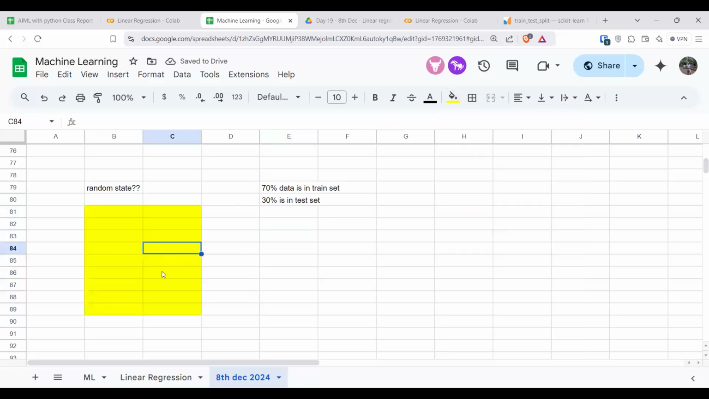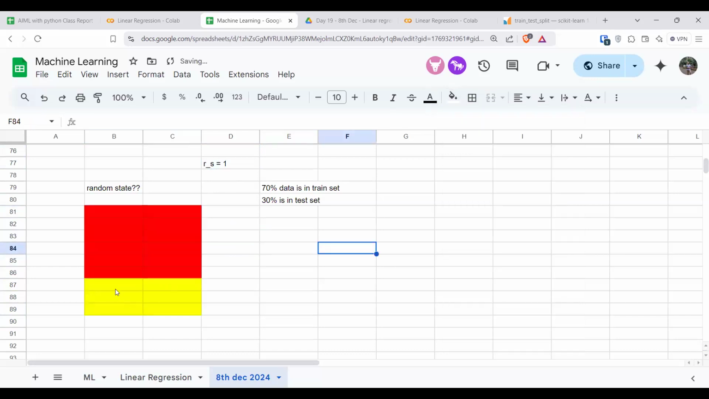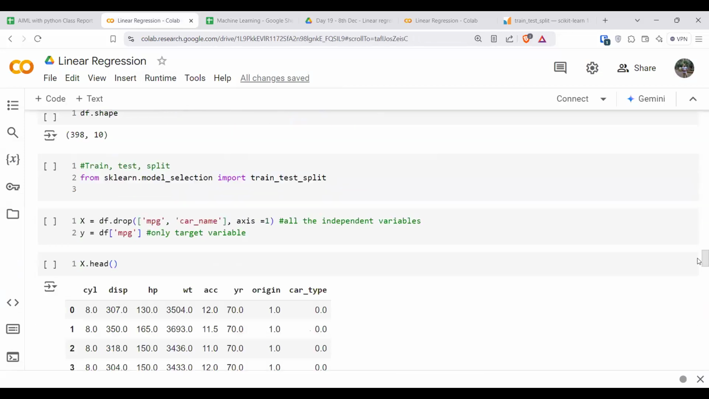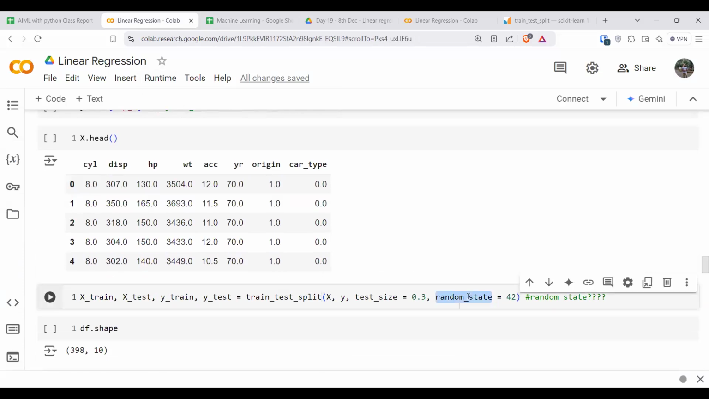Suppose these are 200 data points. Out of these 200, let's say you write random state equal to 1. For a particular random state, you don't have an understanding of what happens in the background, but just take an example for random state 1. The first 7 will be part of your train data and this will be test. So it will make a combination and fix that. And if I restart and run all the cells, it will not change the combination. By using this random state, it will lock that particular combination.